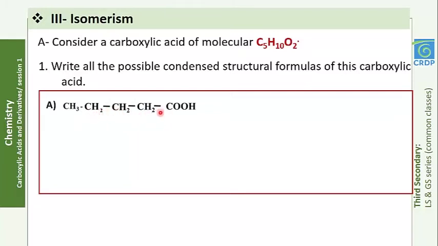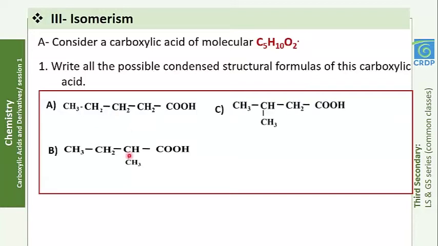This is the first isomer: 1, 2, 3, 4, and 5 carbon atoms with the carboxyl group at carbon number 1. The second isomer will be which one? I think you will choose to draw 4 carbon atoms beside each other and take 1 CH3 as a branch to this carbon at first, and to the third carbon at second. So this is isomer number 2 and this is isomer number 3, when you move this branch to carbon number 3.